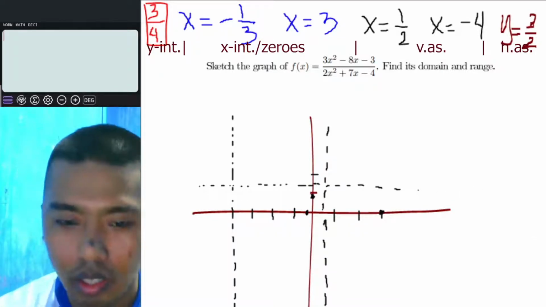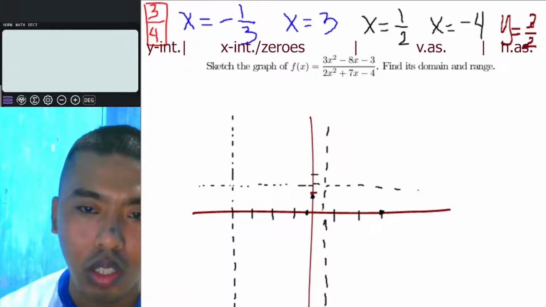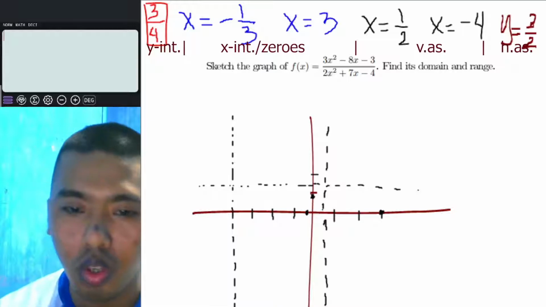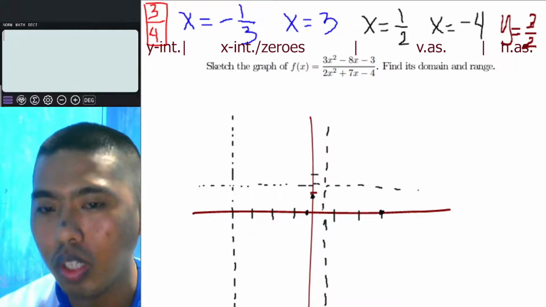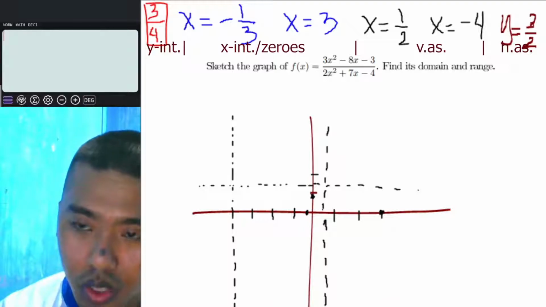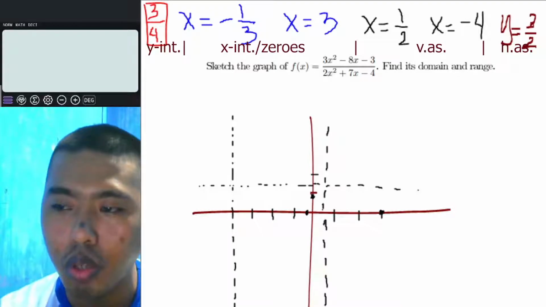Next step, since we already know our vertical asymptotes, horizontal asymptote, y-intercept, and x-intercept, let's proceed to what we call test points. In test points, guys, what we need to do is use the values where the numerator becomes 0 or the denominator becomes 0 as our boundaries.